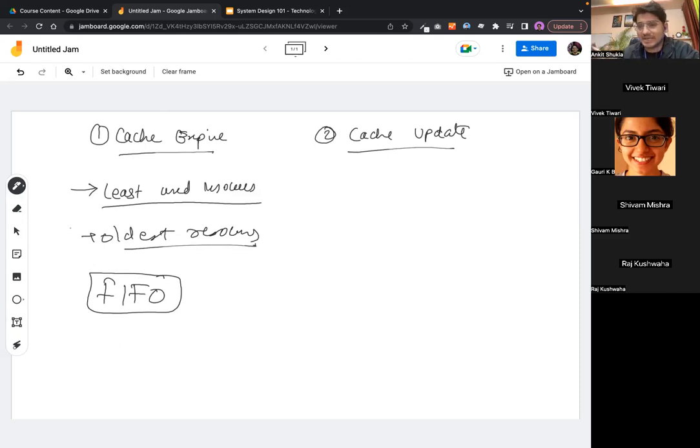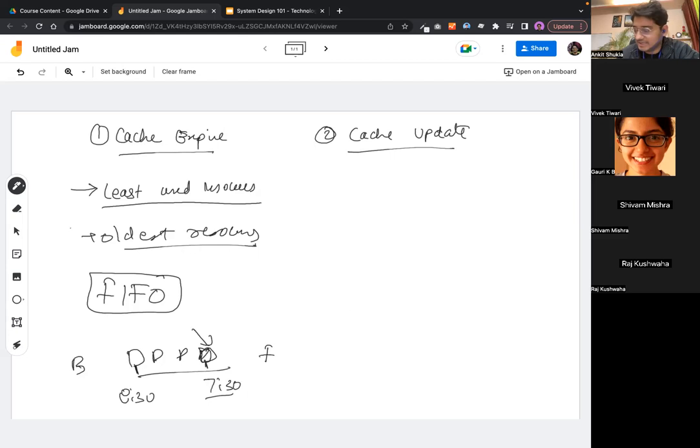So I'm going to make sure that I'm removing it from the front out there. Okay, so if there is a queue, this person would have, this is the front of the queue and this is the back of the queue. This person has entered the cache at the top. So maybe if right now we are at 8:30, this person might have entered at 7:30. This person has entered at 8:30.